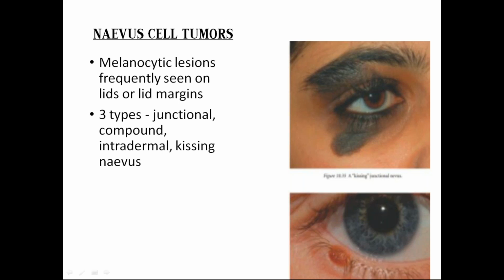Coming to pigmented tumors, we have discussed all the pre-epithelial tumors: epithelial, benign, precancerous, and cancerous. Three varieties we have discussed. Now the next variety is the pigmented tumors. As per our initial classification, you can see this is an example of a pigmented tumor. There are melanocytic lesions which are frequently seen along the lid margins, and usually there are three types: junctional, compound, intradermal, or kissing nevus. Based on the location, you classify them. Kissing nevus means the nevus will be there in the upper lid and also the lower lid.